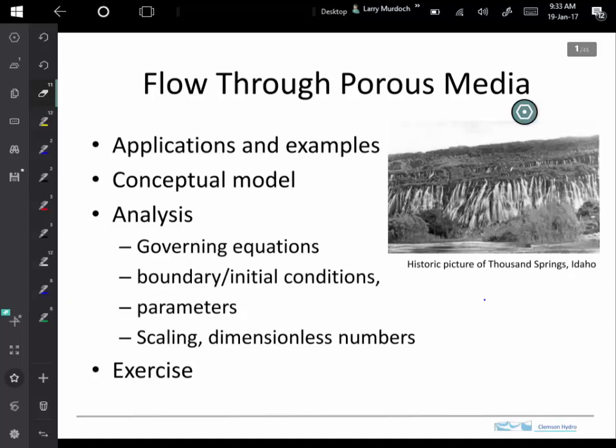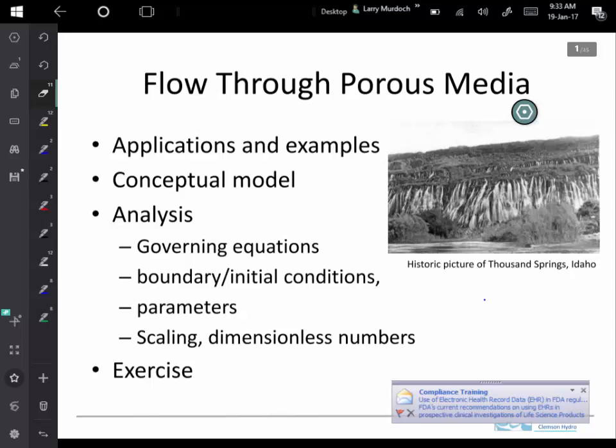Okay, so the topic for this week is flow through porous materials. And what I want to do in lecture is really highlighted here. We'll start off with some applications and examples and just show you why we would be interested in understanding flow through porous media. And then we need to come up with a way to analyze it.